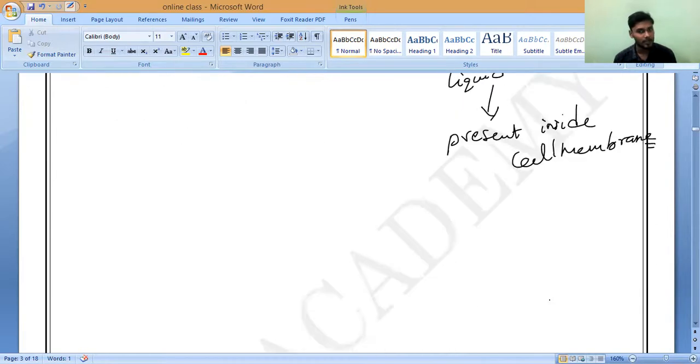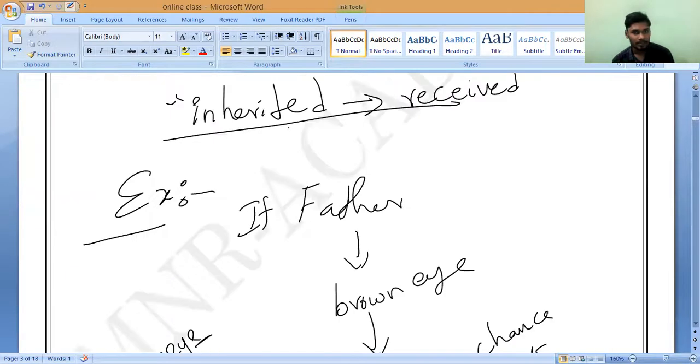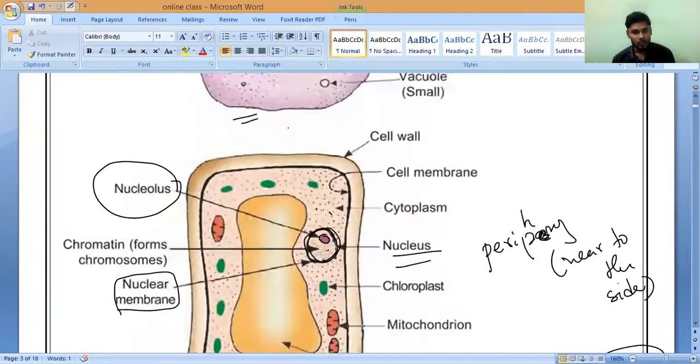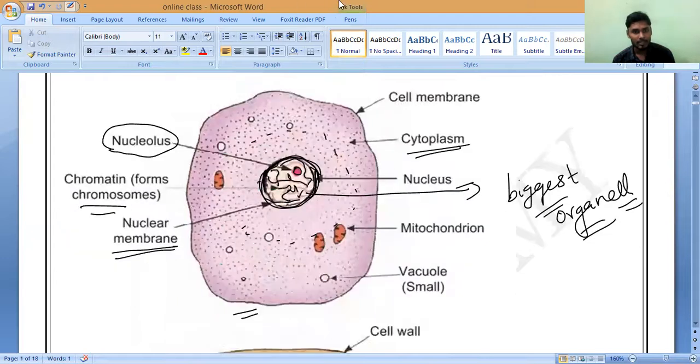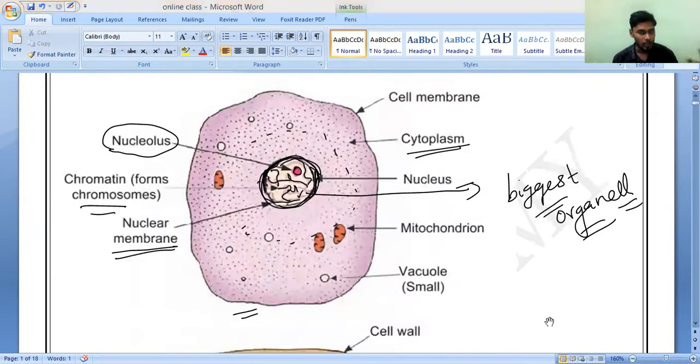Inside the cell, what kind of substances are present? Suppose let me take an animal cell. What kind of substance is present inside? Are you able to see the cytoplasm? Yes, sir. Are you able to see the nucleus? Yes, sir.